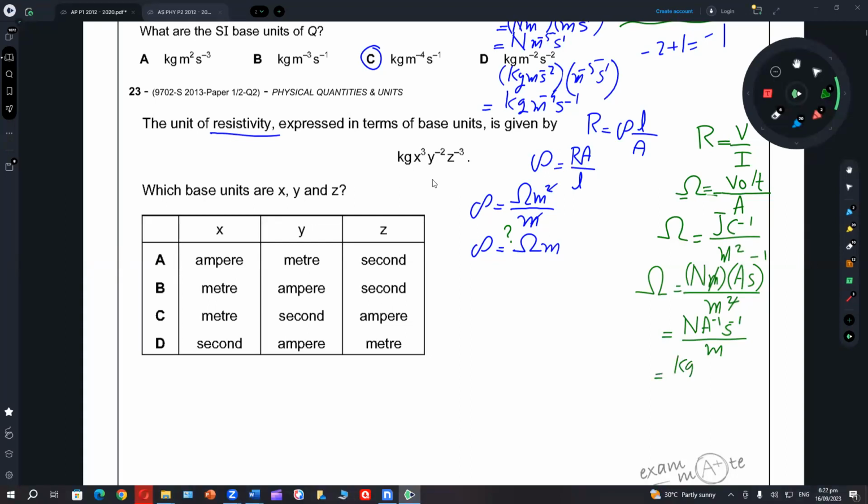Newton is kg ms -2 into ampere -1, s -1 upon meter.